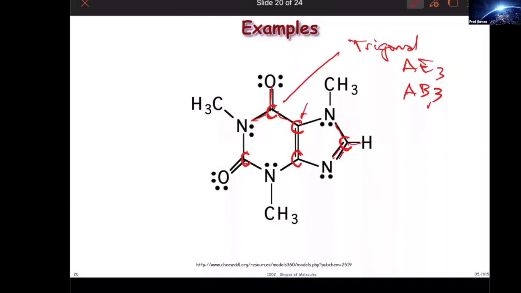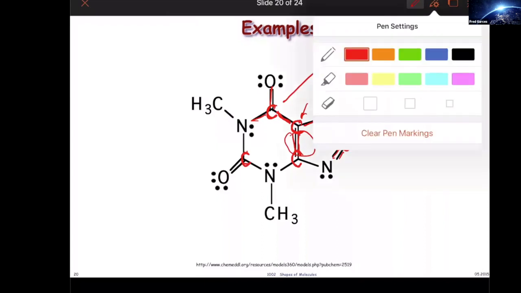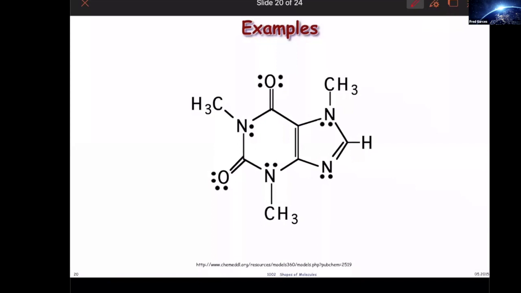See this central atom right here? That's 1, 2, 3. Even though that's a double bond, it's counted as one region because it's pointing in one direction. That's why it's AE3, and at the end of each of those are bonded atoms, AB3. Again, we're taking what we learned about VSEPR and extending it to more complicated chemicals.